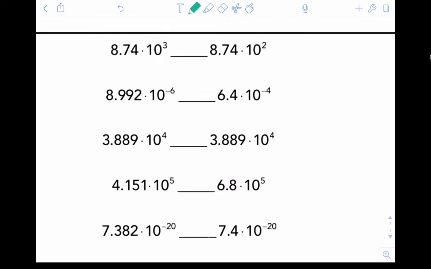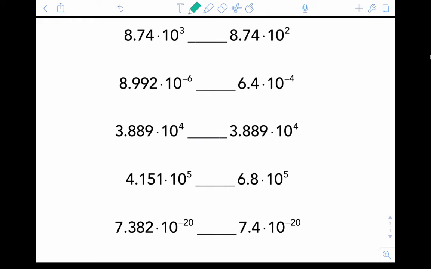So let's go ahead and do these. 8.74 times 10 to the third compared to 8.74 times 10 squared. I'm looking at my exponents, 3 versus 2. 3 is larger, so this is greater than. Remember that your sign is always opening up towards the larger number, almost like it's trying to eat the larger number. So this is 8.74 times 10 to the third is greater than 8.74 times 10 squared.